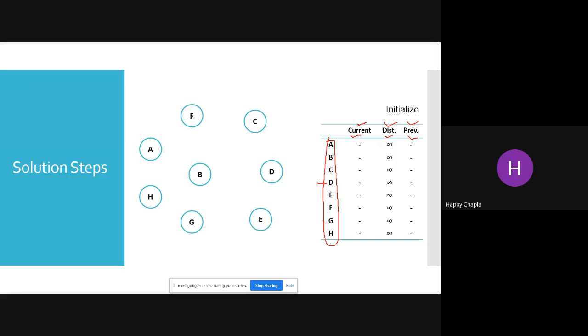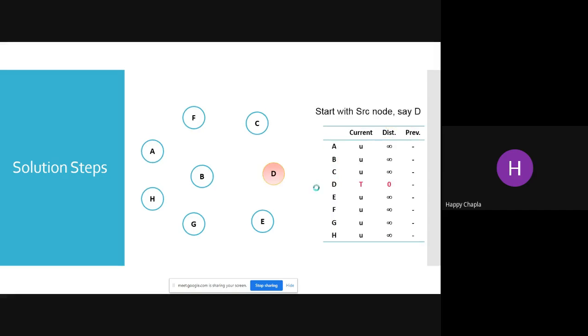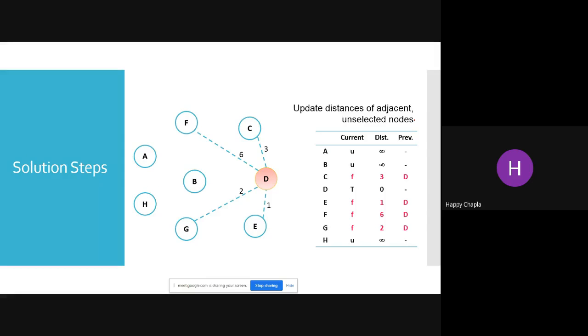So we have to start visiting nodes from D only. So for D, we take the distance equal to 0. First time the distance is equal to 0. Now start with the source node, D. Now from D to C, we have distances like 3, 6, 2 and 1. So now we can replace the infinity values with the given weighted values.